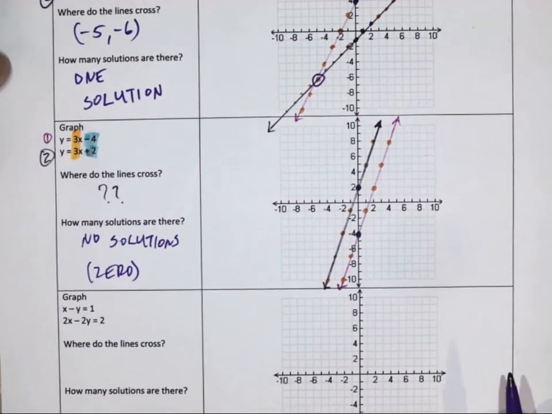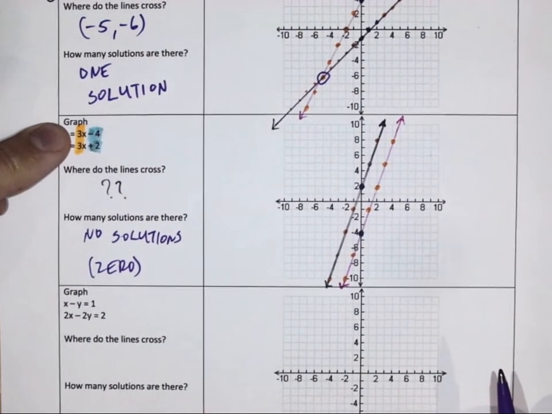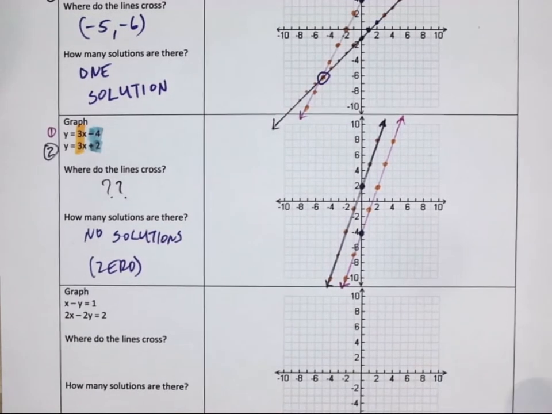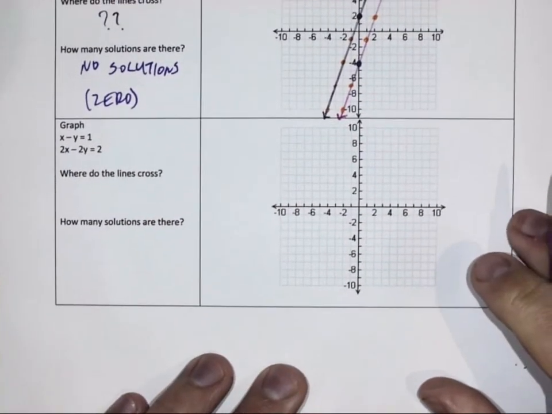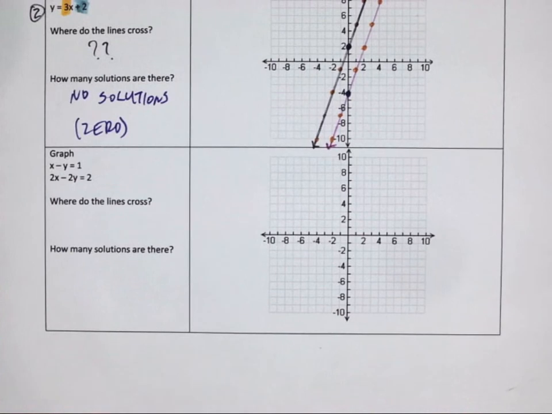Now what do you notice about them? Well, they have the same slope. Last one, we'll do the exact same.